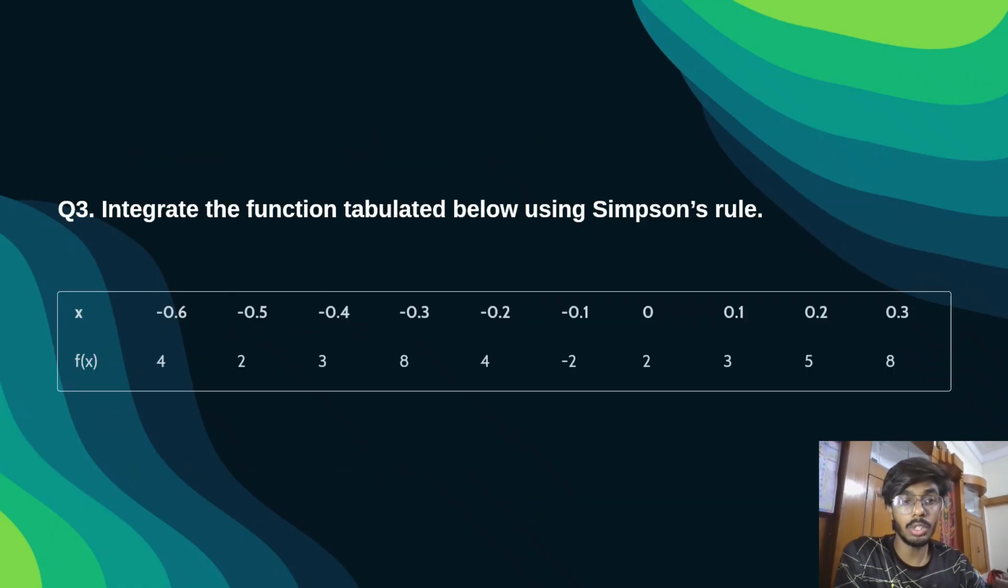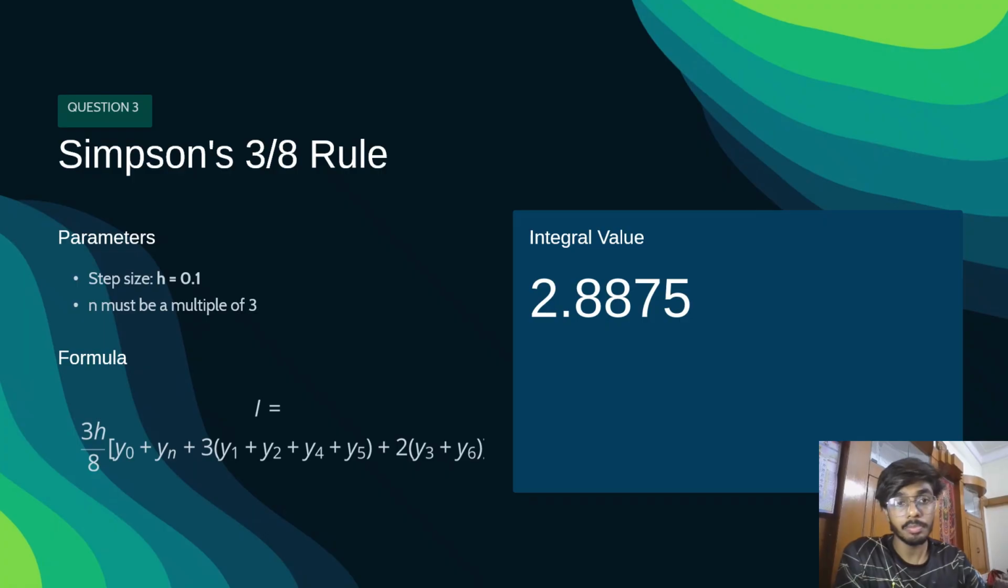For the third question, we have the given data, and in this data we need to use Simpson's rule to evaluate it. We are given x and f of x for the respective x values. We are using Simpson's 3 by 8 rule. Using Simpson's 3 by 8 rule, we can evaluate the data.